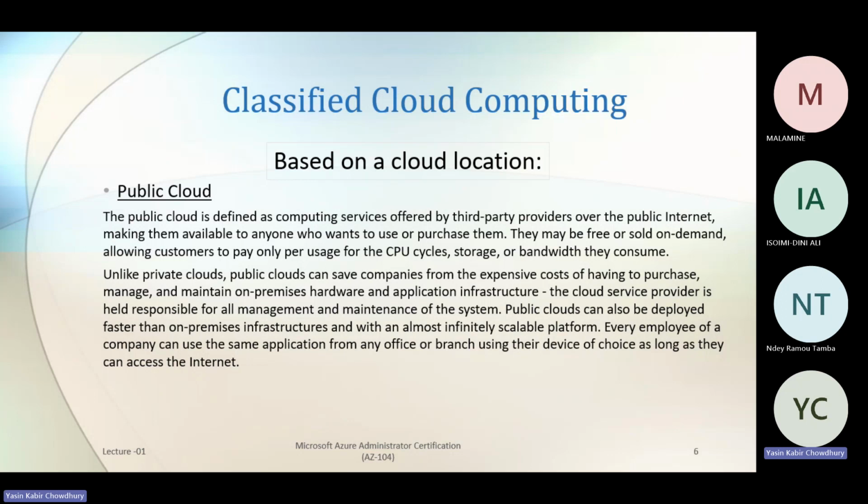Every employee of a company can use the same application from any office or branch, using their devices of choice, as long as they have access to the internet. As I told you, they must have internet, and with the internet, every client or staff member from any place or any branch can use the same application or software, no problem. Suppose a bank has only one software by which they collect money or post money on their database or server. But this software is open in their hundreds of branches, and in each branch maybe 5 or 10 people work on it. So thousands of users are using the same app at the same time through cloud computing. They just need one internet connection.